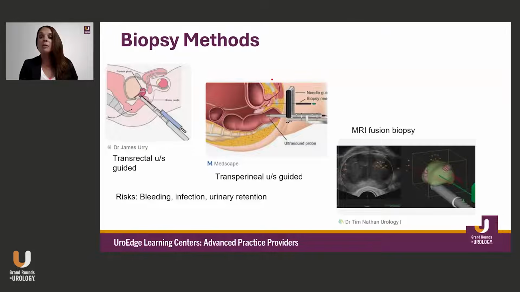And then finally, the MRI fusion biopsy. Again, a transrectal ultrasound probe is used. However, the picture of the MRI that had been taken previously, days or weeks prior to the actual biopsy itself, is fused over the picture of the live ultrasound view. This helps for targeting lesions.